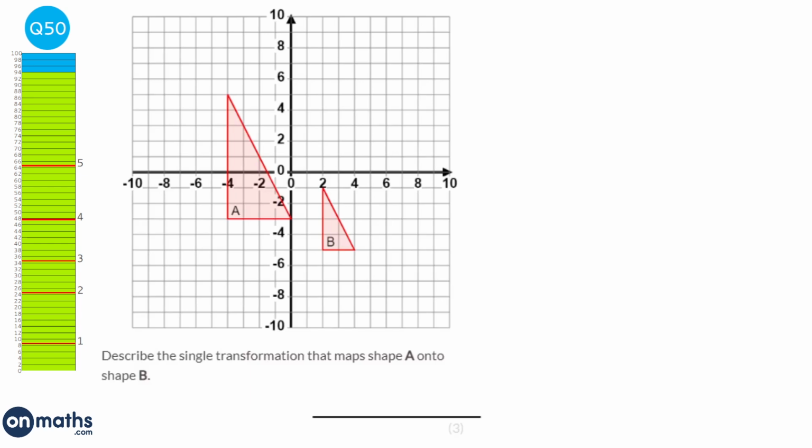So the first thing I ask myself is, what has happened to this shape? Well, it's actually changed size, so we are looking at an enlargement. And the next thing I need is the scale factor. So the scale factor is, well, let's have a look at the squares at the bottom. So we've got 1, 2, 3, 4, and it's changed to 2. So 4 times what is 2? Well, that's going to be a half. So it's actually halved. And last thing I need is the center of enlargement.